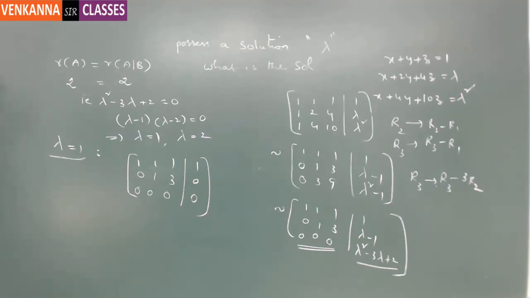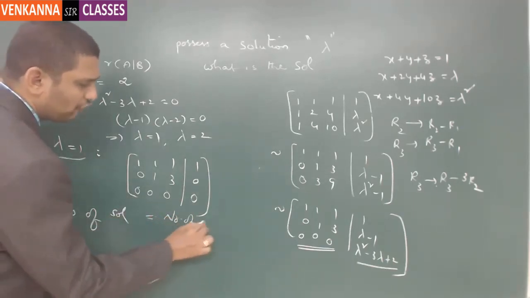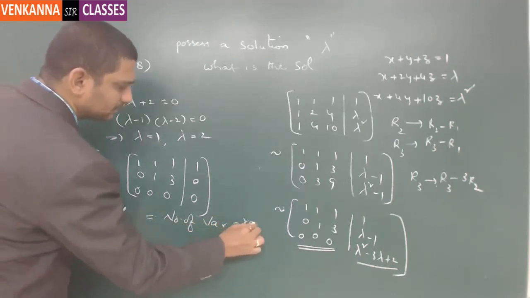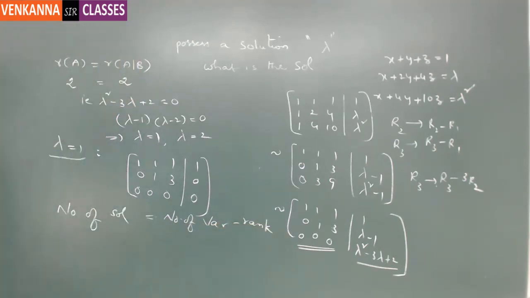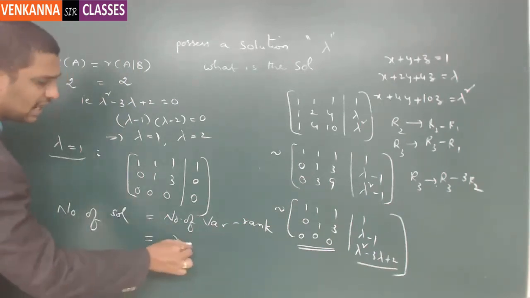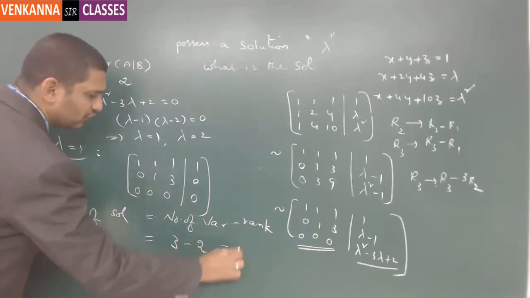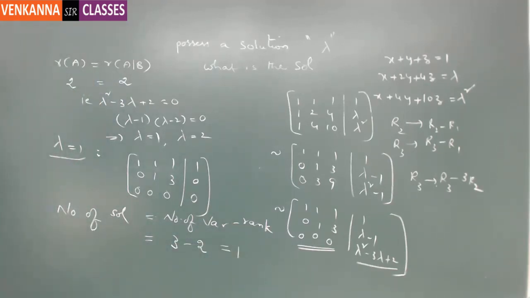So the thing here is, there is a formula that the number of solutions, or you can call it the number of independent solutions, is equal to the number of variables minus rank. This was the formula. You take a note of it. So here you will have 3 variables and the rank of the matrix is 2. So you will get one solution. It means that the number of independent solutions is equal to 1.